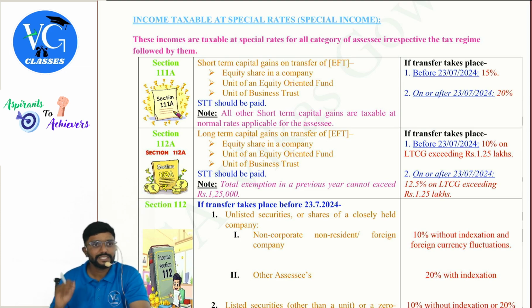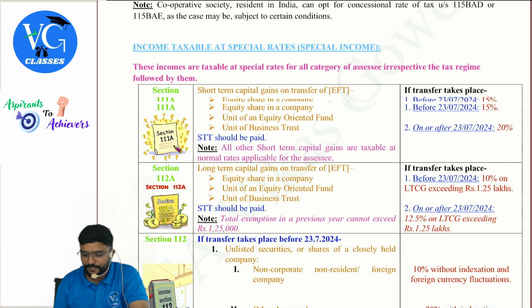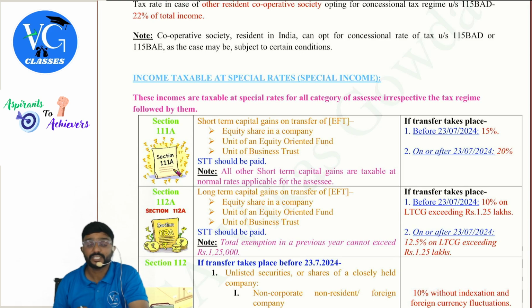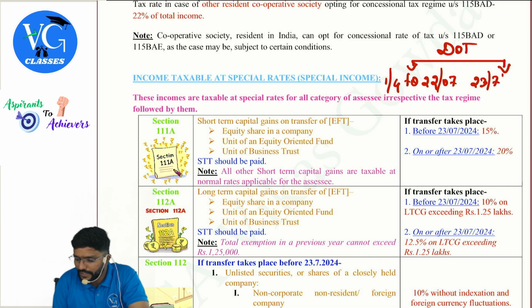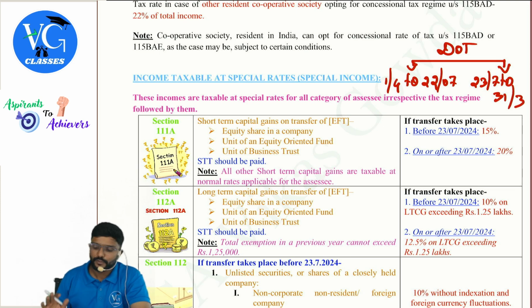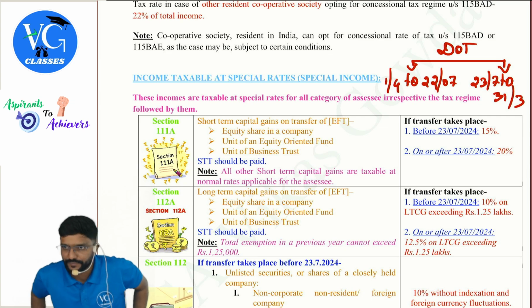Now, what's the tax rate, sir? It depends on the date of transfer. Guys, with respect to capital gains, especially, we have an important date, that is 23rd July, which is a key date. So what is the date of transfer you have to see first? Is it from 1st April to 22nd July? Or is it from 23rd July to 31st March? So, depending upon that, tax rates are clear.